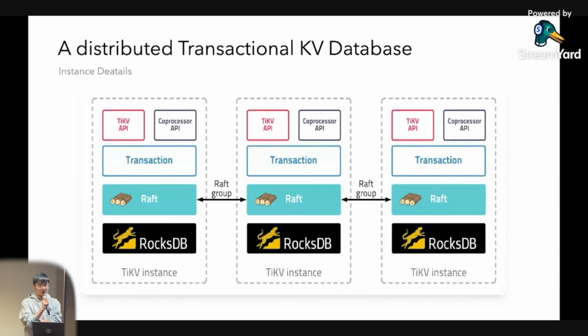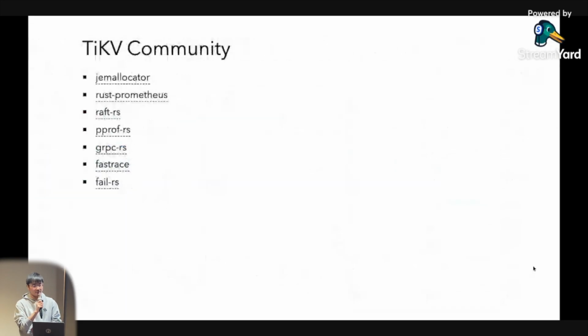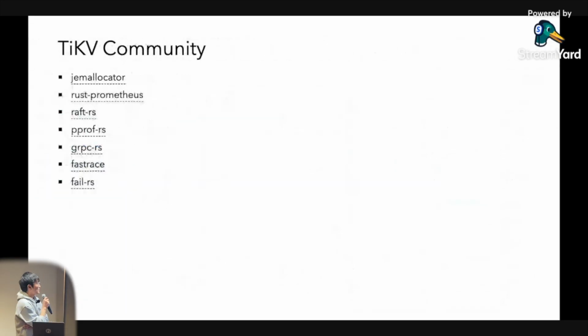Because we chose Rust at that time, we built a lot of libraries from scratch and shared them with the Rust community. In this project, the organization name on GitHub is also TiKV, and you can find all those libraries. For example, we maintain the jemallocator in Rust, and we built the first version of a Rust client for Prometheus. We even open sourced our implementation of the Raft algorithm.